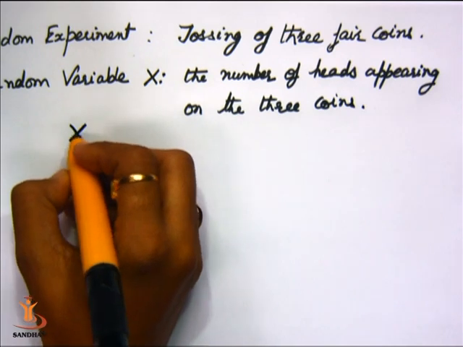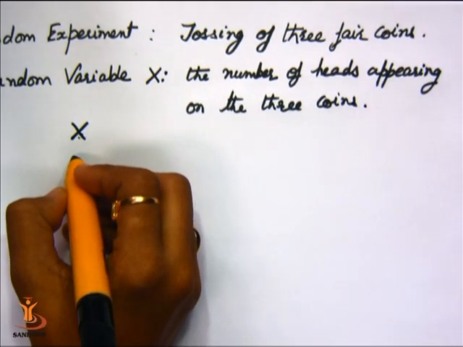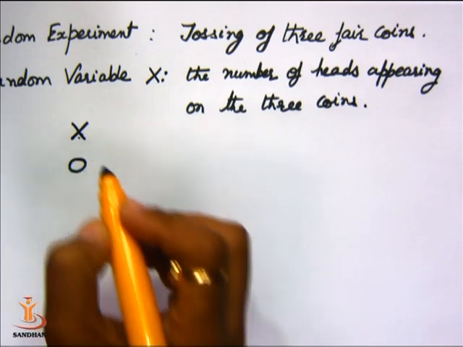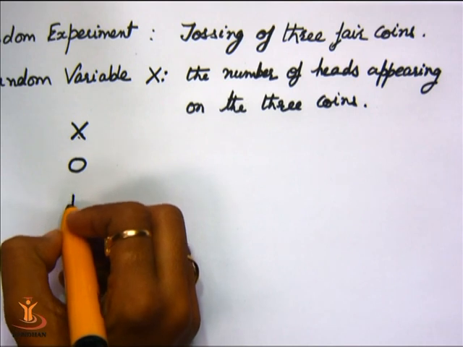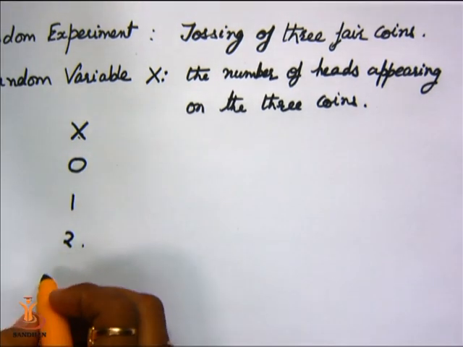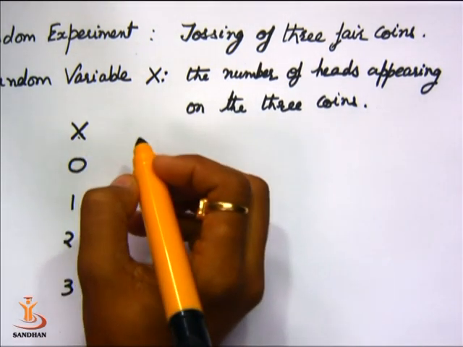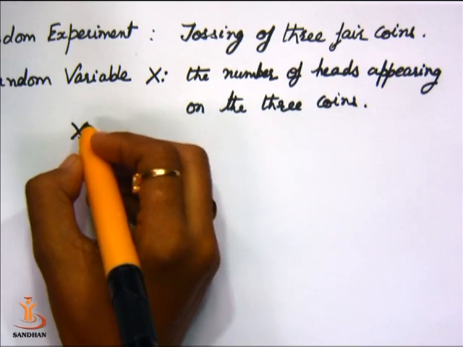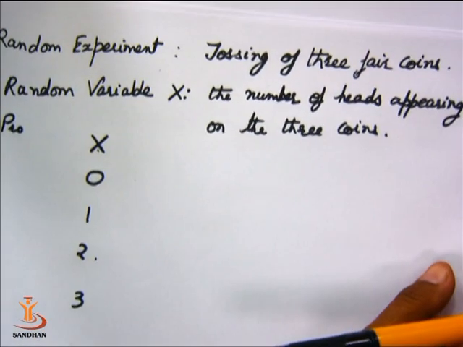The random variable X will be taking values: none of the coins is having head, one coin is having head, two coins are having head, and all three coins are showing head. So we are writing down the probability distribution of this random variable.